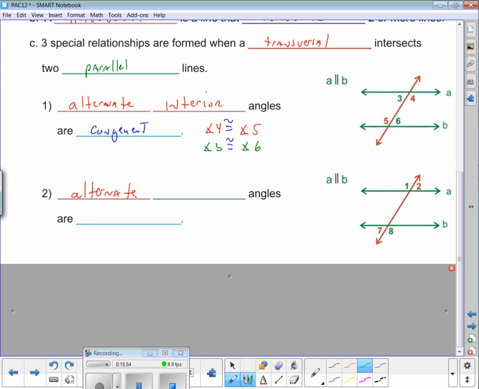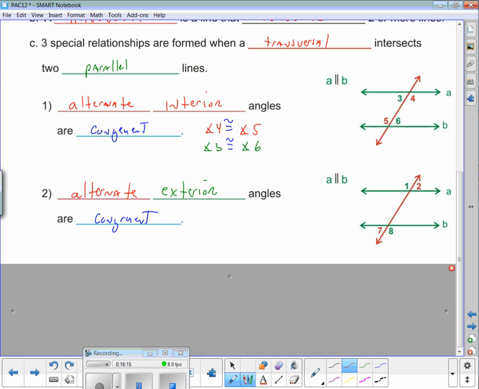Only I'm not going to say interior next. I'm going to say exterior. Now we have alternate exterior angles. And you know what? As long as the lines are parallel, they're also congruent. Alternate exterior angles are congruent.